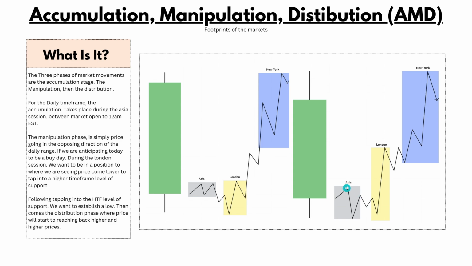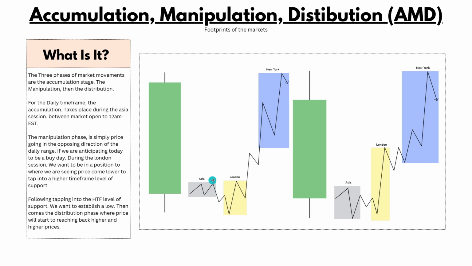So in this case scenario, the Asia session came lower. Let's say it tapped into a 1 hour order block, and then it saw this breaker structure to the upside. This is our indication that price has found support at that order block level. So during the London session, we get this move lower back into that Asia range. We can use it as support to push higher.